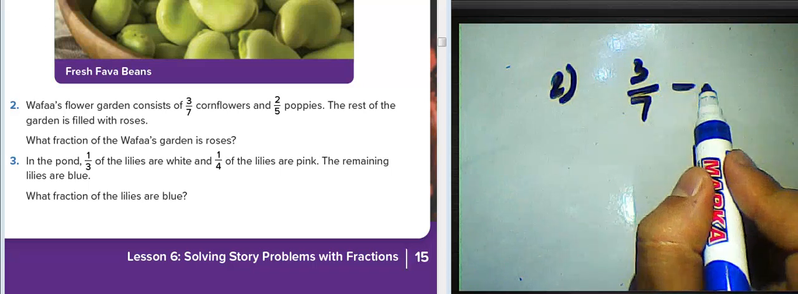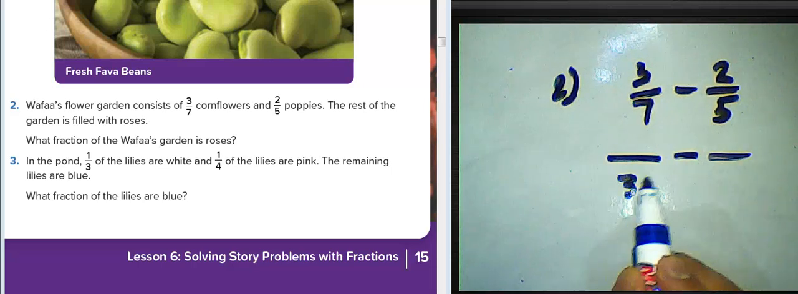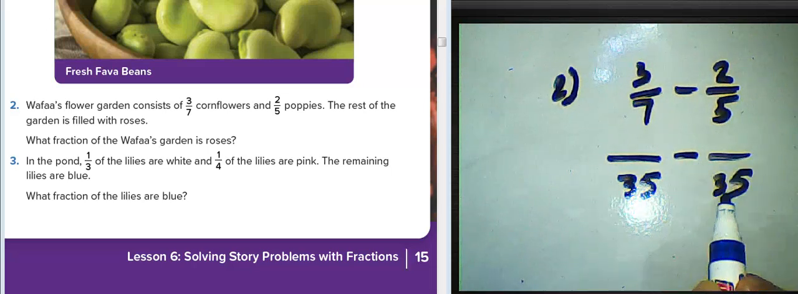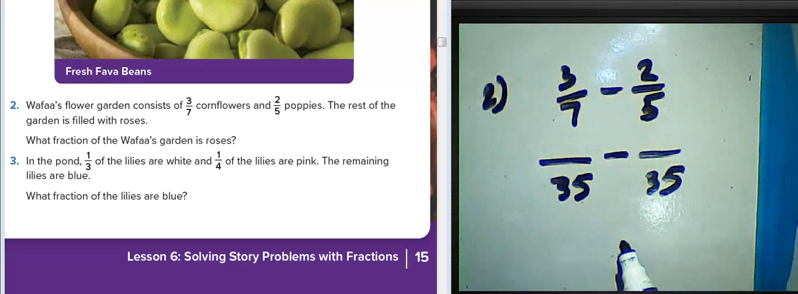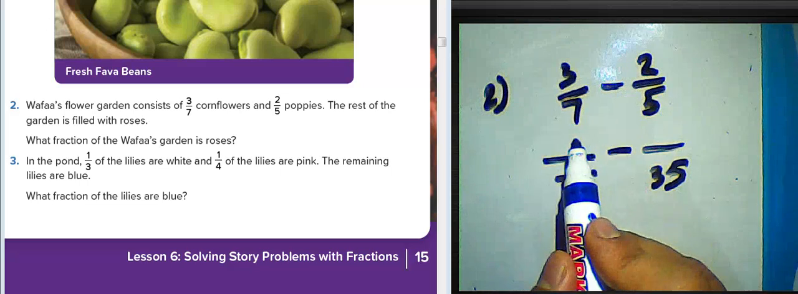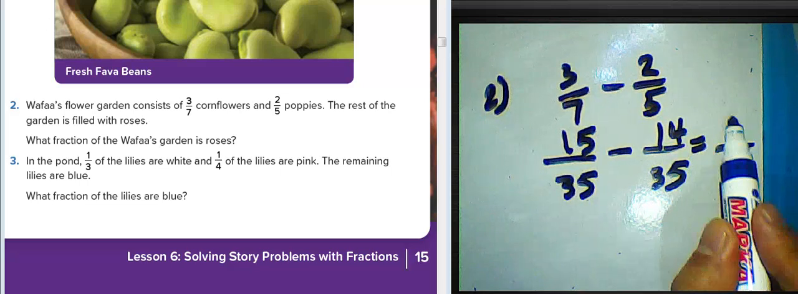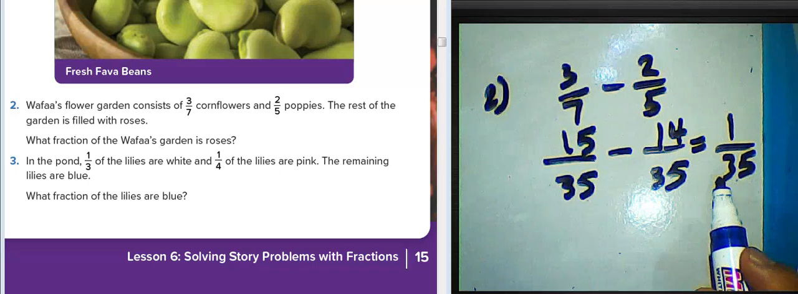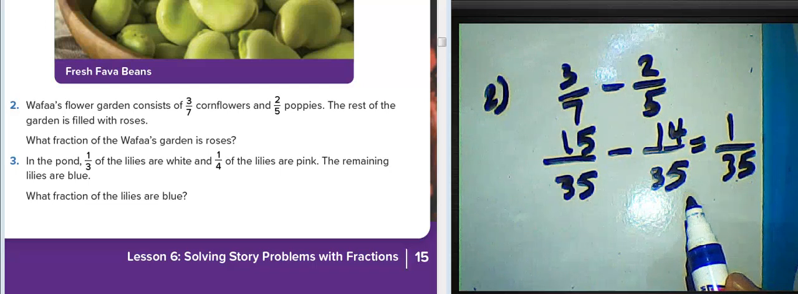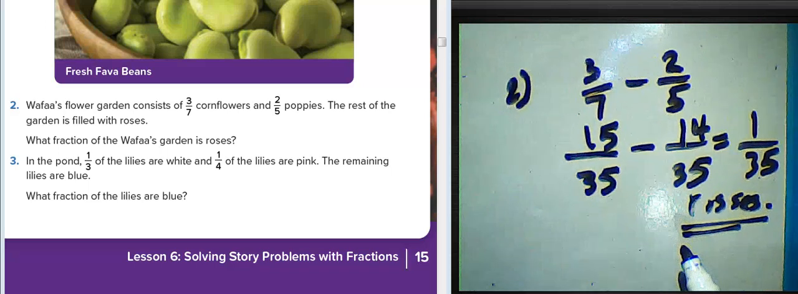3 over 7 subtract 2 over 5. We can find 35 as the least common multiple of the two denominators here. 5 times 7 equals 35. 3 times 5 equals 15. 2 times 7 equals 14. The result will be 1 over 35. Okay, it's the area of the rest of the garden with roses, right? Roses. Understood? We want to find the difference between them.